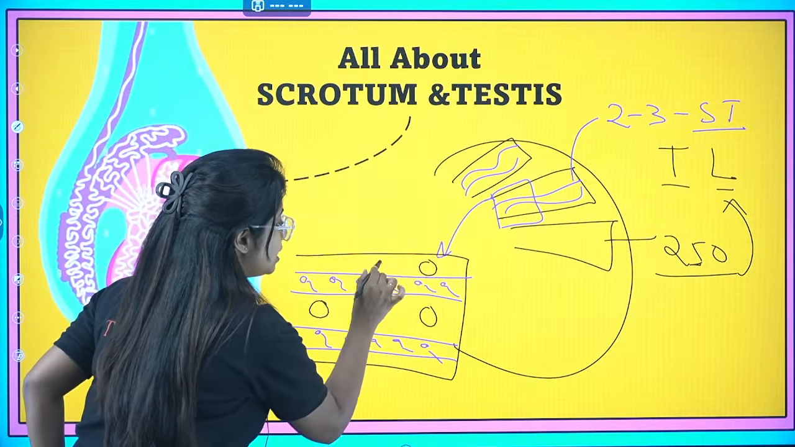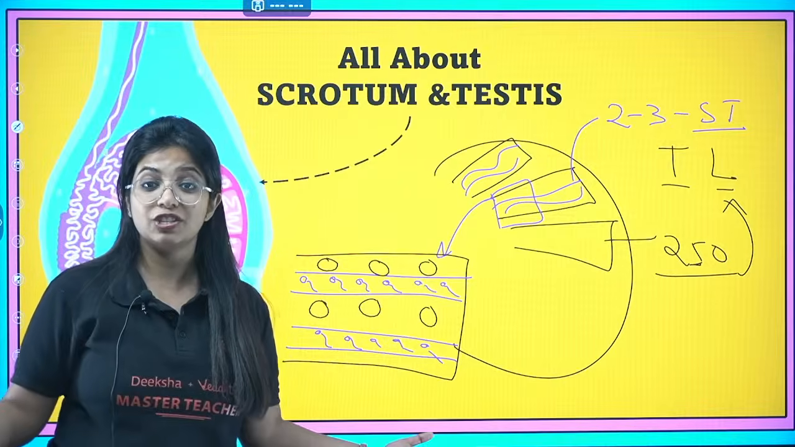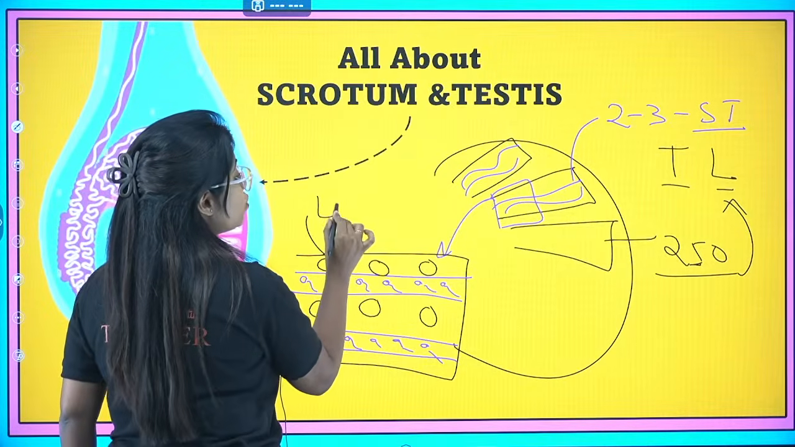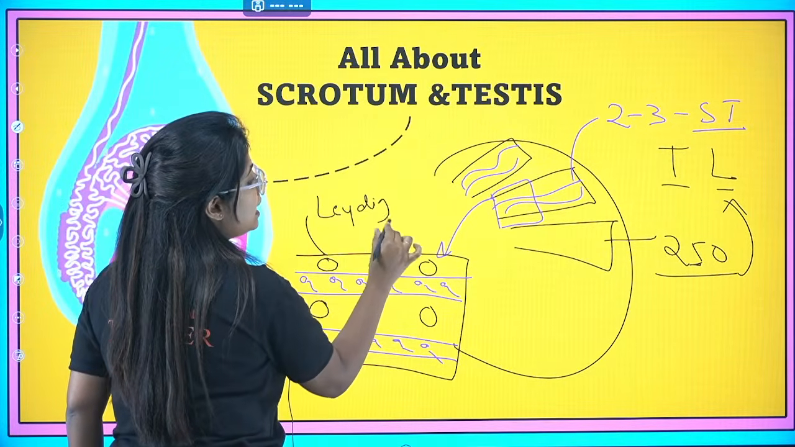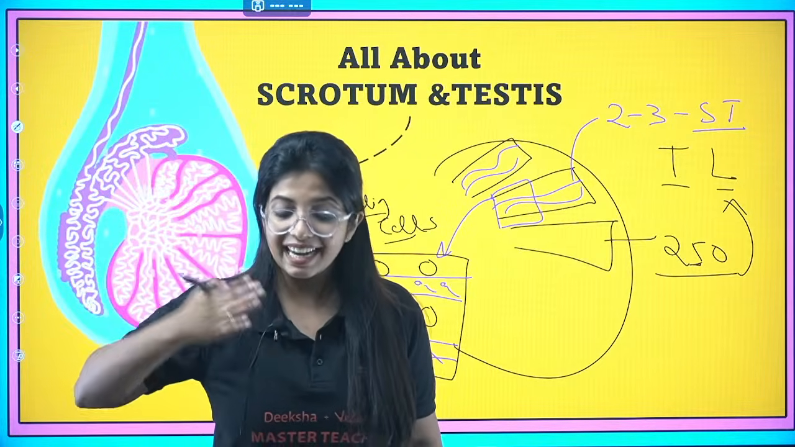Okay, you call them interstitial cells. They have a different name as well. It's not just known as interstitial cells. They have a different name. You can also call them as Leydig cells. What do you call them? You also call them as Leydig cells.